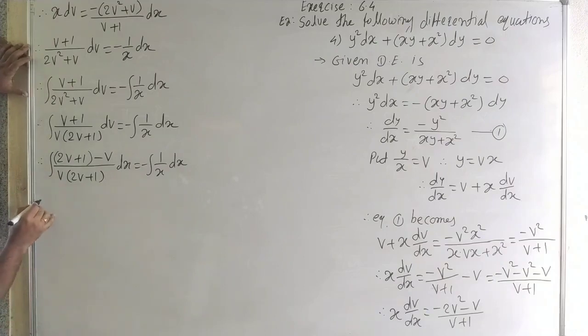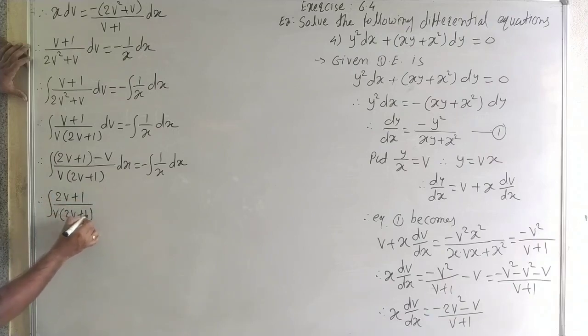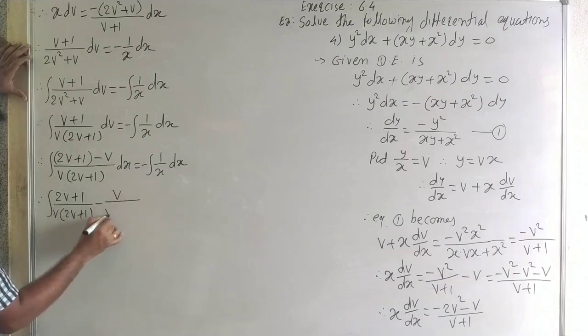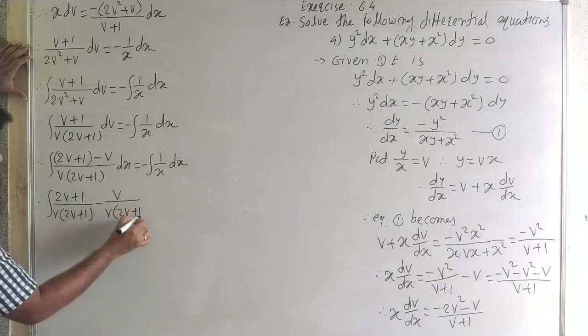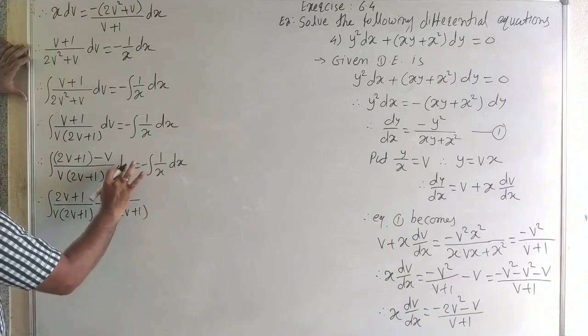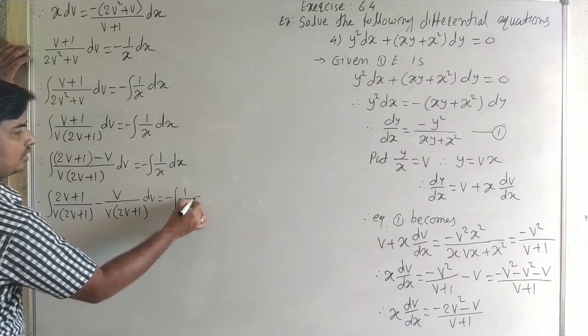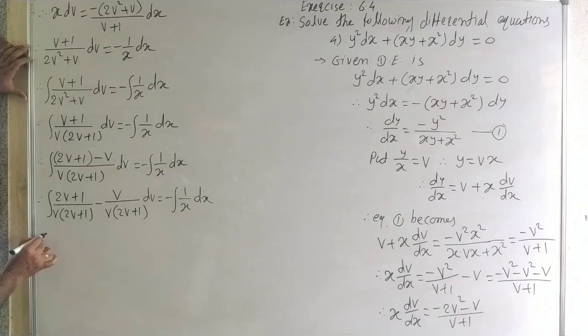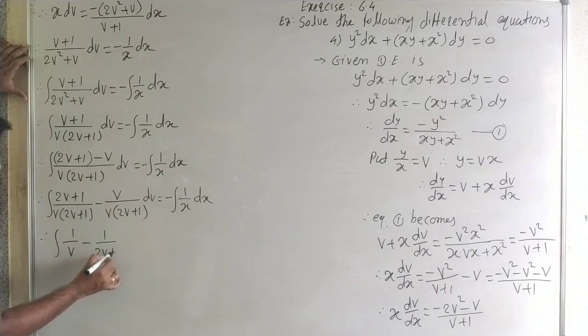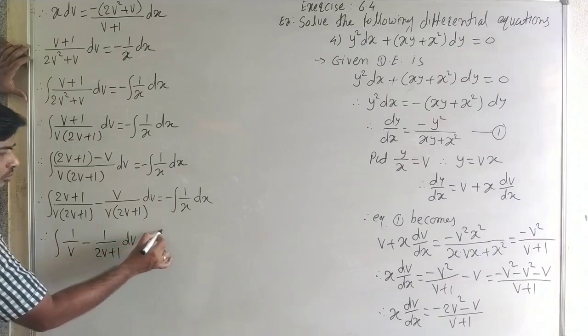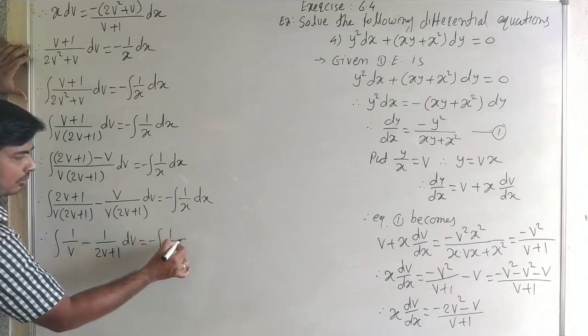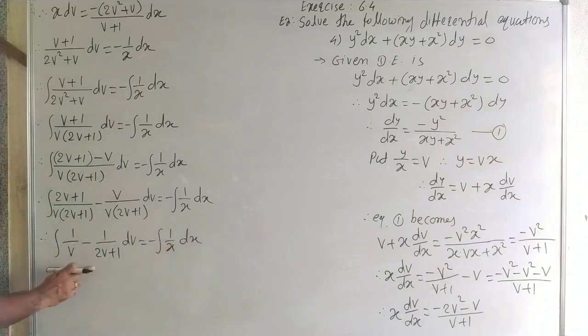Okay, see carefully this. Now we separate the denominator. It is (2v + 1)/(v(2v + 1)) minus v/(v(2v + 1)) into dv is equal to minus integral of 1 by x dx, and then we get 1 by v minus 1 by (2v + 1) dv is equal to minus integral of 1 by x dx. And now here it is easily integrable.